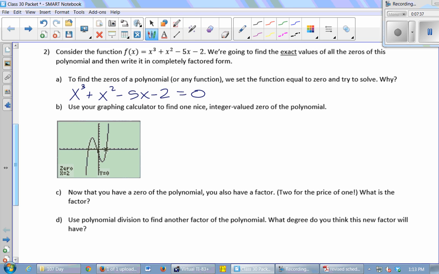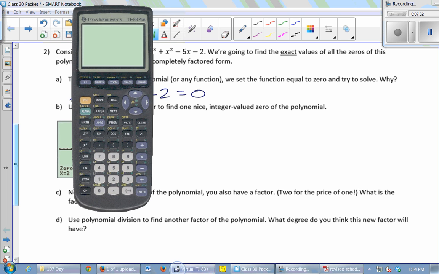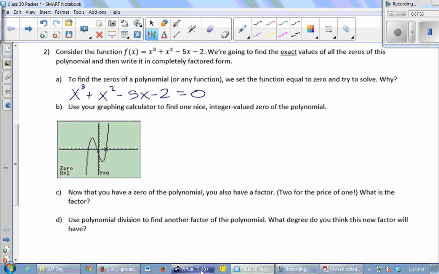But it's a cubic and I don't have any techniques for factoring a cubic. So I'm going to use my graphing calculator, and cross my fingers. I really, really hope that there's one nice integer 0. So I graph it, and I'm not going to bother because I have the picture right here. I graph it, and I say, oh, look, it goes through the x-axis perfectly at x equals 2. So I have a 0 at x equals 2.